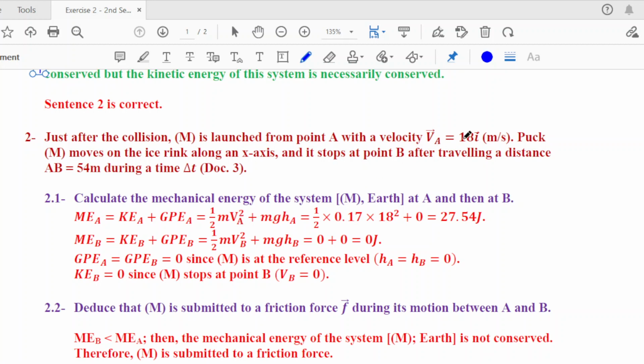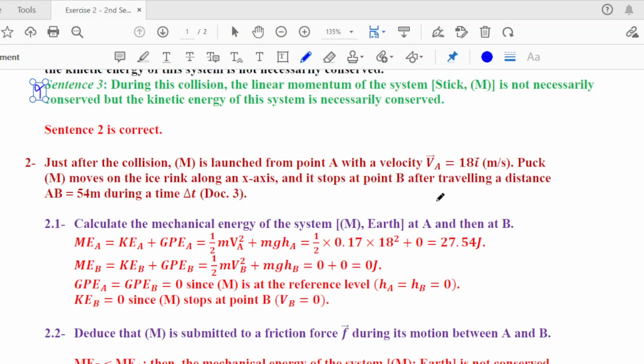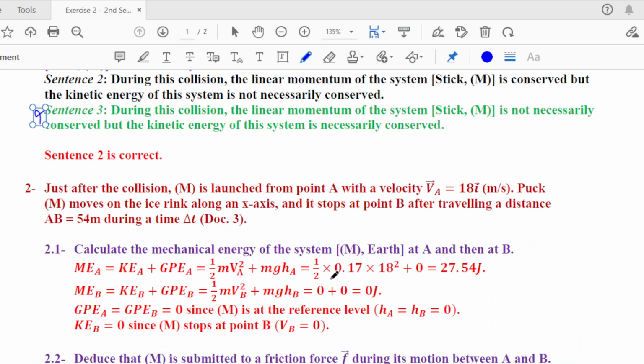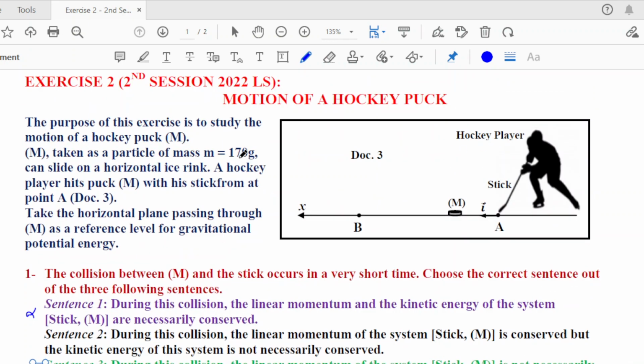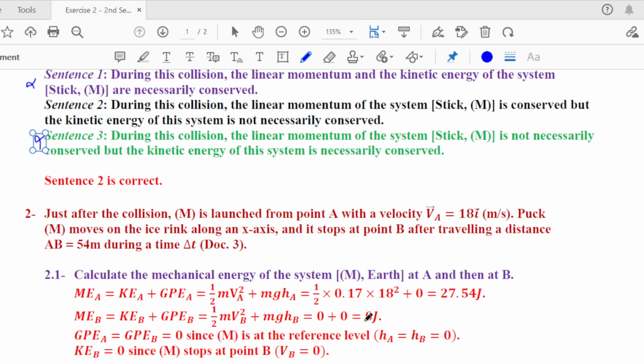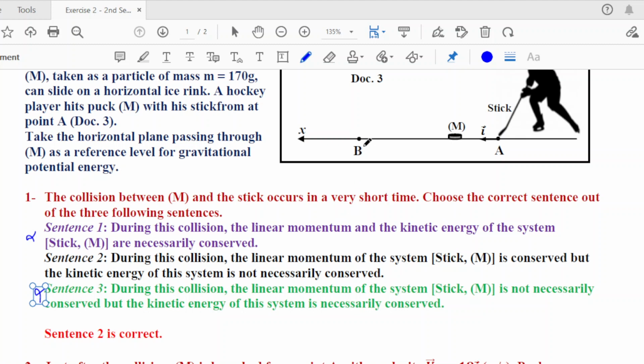VA is 18, given. HA is 0 since A is on the reference level, therefore the energy is totally kinetic, which gives 27.54. Don't forget the conversion: the mass 170 grams becomes 0.17 kilograms. We divide by 1000 or multiply by 10 to the power negative 3. Also, in order to determine the mechanical energy at a given position we need the speed of M at this position and the height at this position.